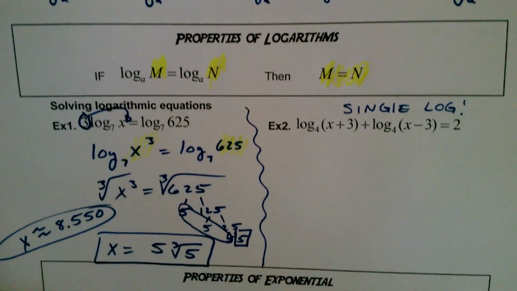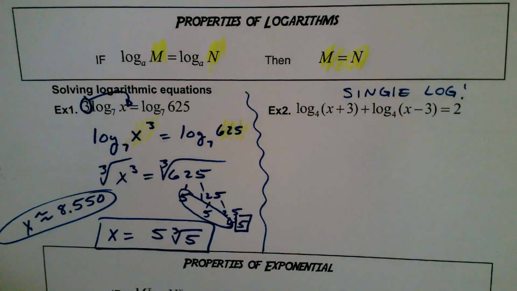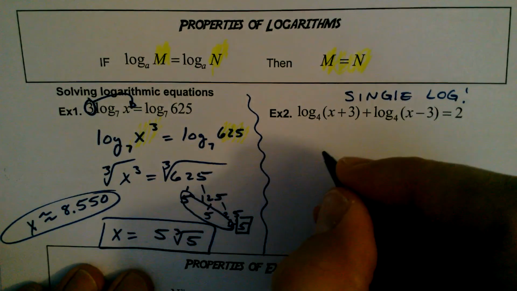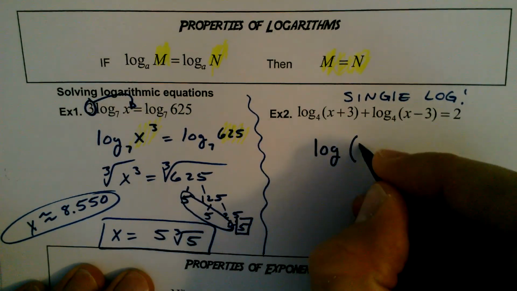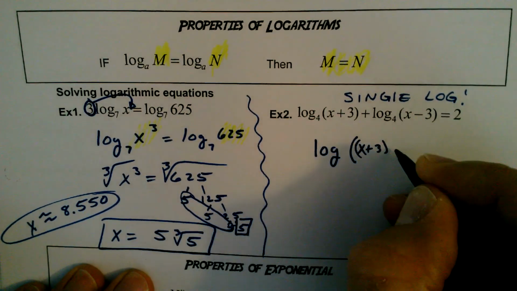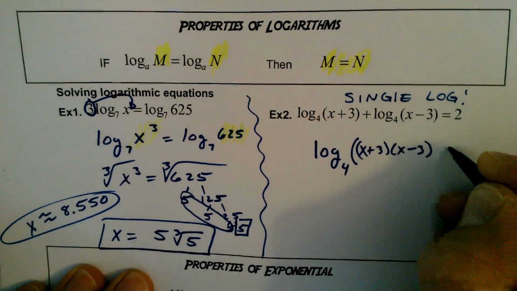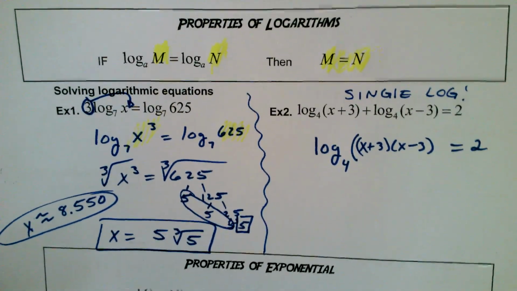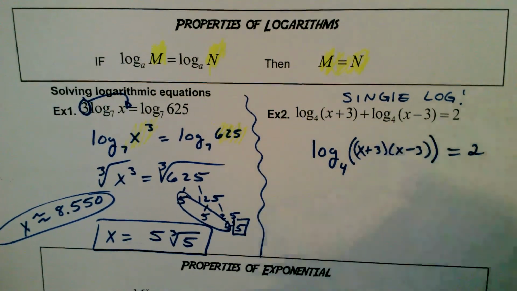So we want a single log. If it's log plus a log, we do multiplication. If it's log minus a log, we do division of the two. In this case, it's log plus a log, so we're going to multiply. I'm going to take x plus 3, multiply it to x minus 3, and put it inside of one log. Any questions so far? So that's all inside of this log.